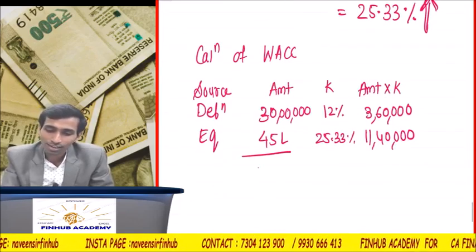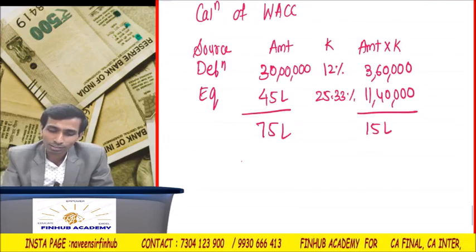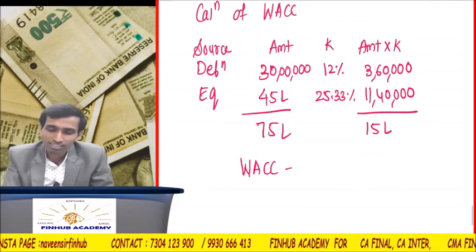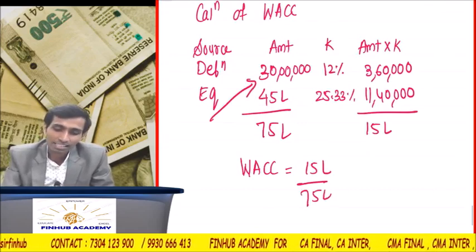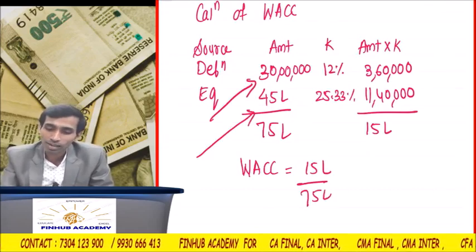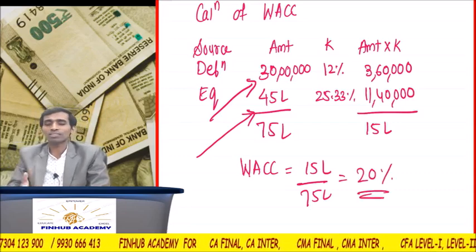So total value is 75 lakhs divided by 15 lakhs. Again, someone will say, sir, what are you doing? It's the same. Yes, it is the same. That is what I have to prove. In spite of the debt increase, in spite of the equity going down, the WACC is still 20%. That's it. Understood? That is what the theory says.